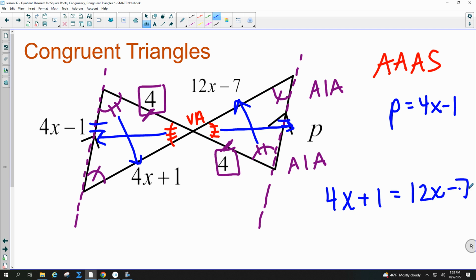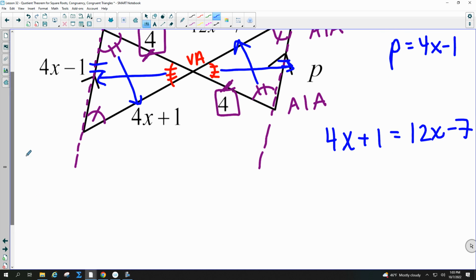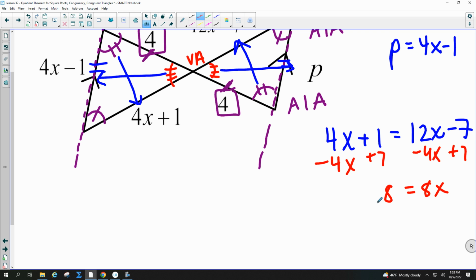All right? And we want to solve now for x. So I'm going to subtract 4x from both sides. That's 8x. And I'm going to add 7 to both sides here. That's 8. I'm going to divide both sides by 8. So x is 1. All right. Which means I can then find p over here, because I can substitute in a 1. 4 times 1 is 4. Minus 1 is 3. So p is 3.